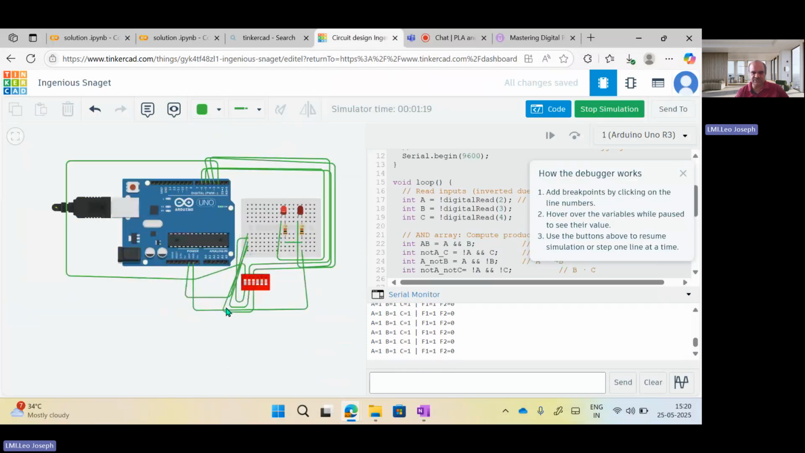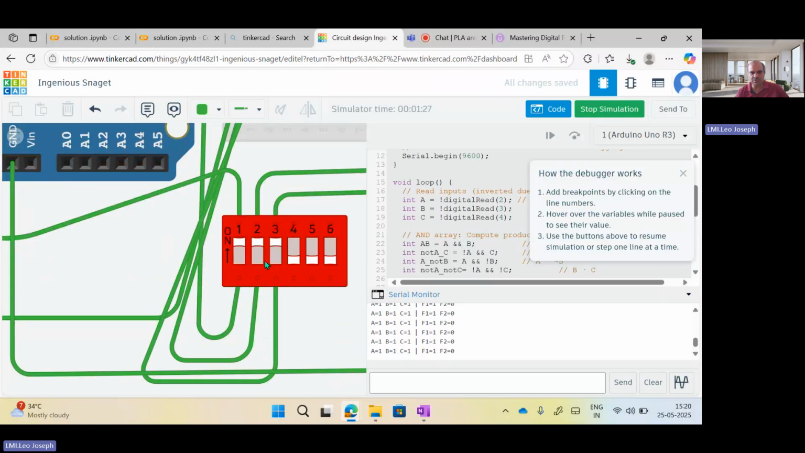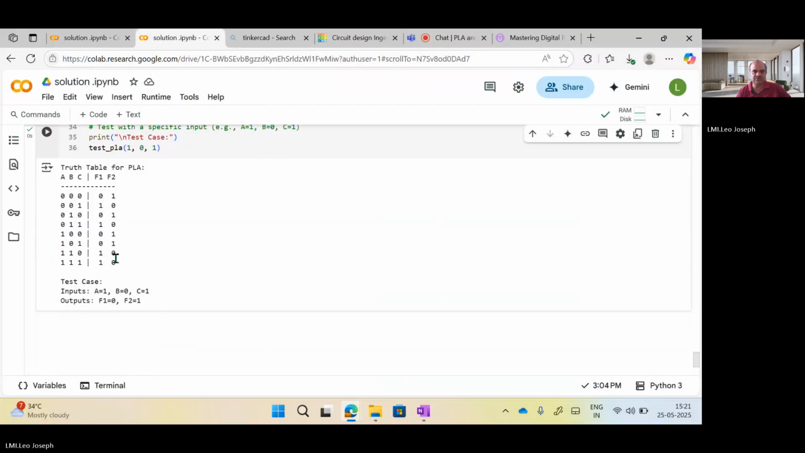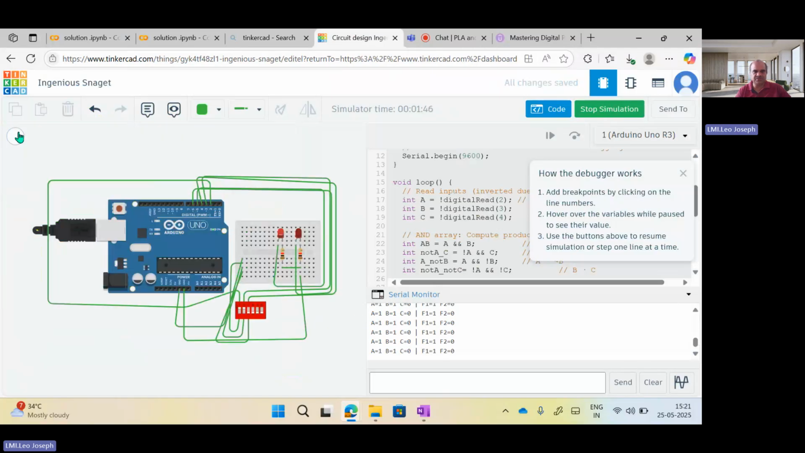If I change anything, that will be repeated. For example, all are 111, right? I am changing it to 110. After a particular second, you will get 110. That means F1 is equal to 1 and F2 is equal to 0. So this is how we are realizing a programmable logic array by using Tinkercad and Python.